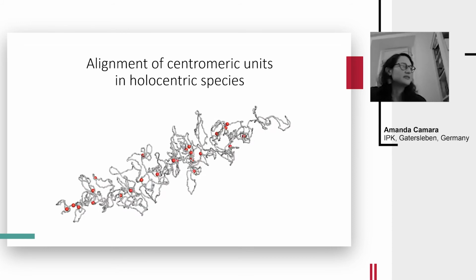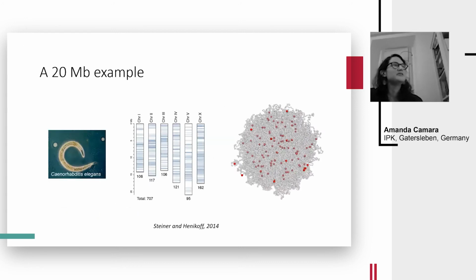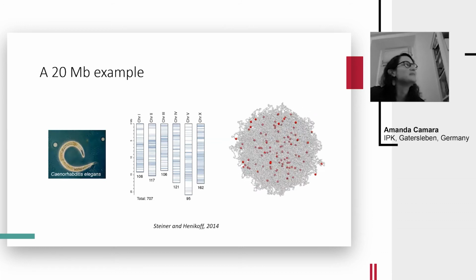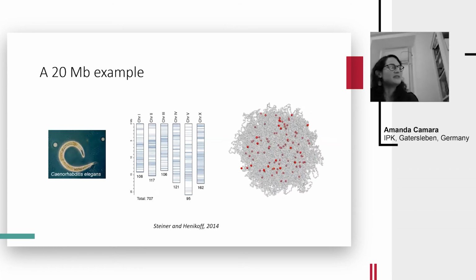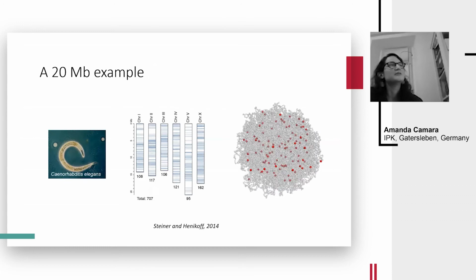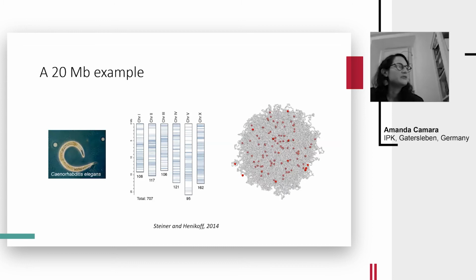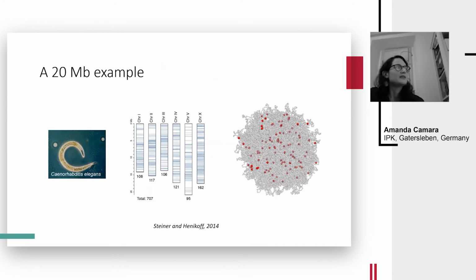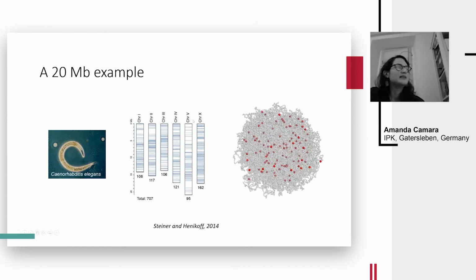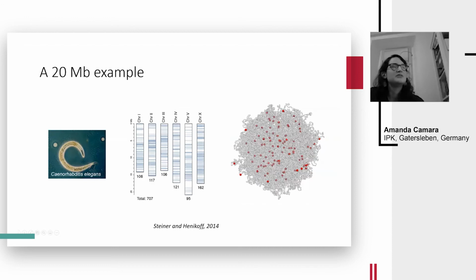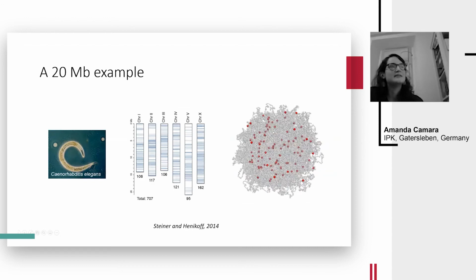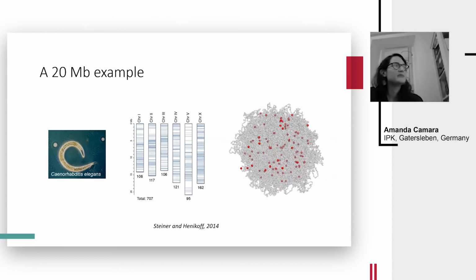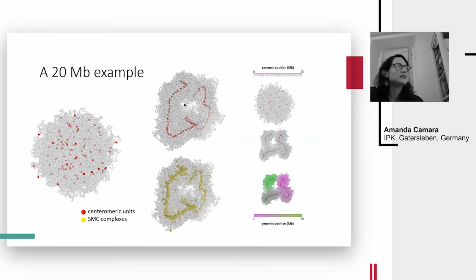So this is a very small chromosome, and just to give you an example of a more realistic chromosome, this is a 20 megabase example. They are found in C. elegans, so holocentric species, and with ChIP-seq experiments, they have seen the distribution of CENH3 in chromosomes, and there are probably like 100 centromeric units. So this is what I put here in this non-compacted state, randomly distributed. And then after compaction, we come to models like this.